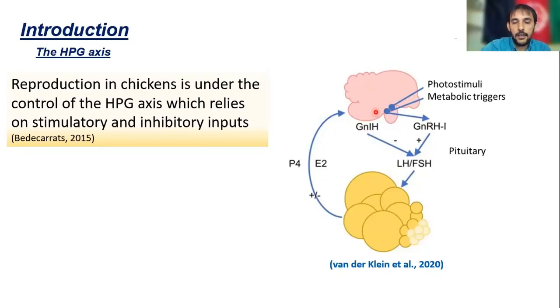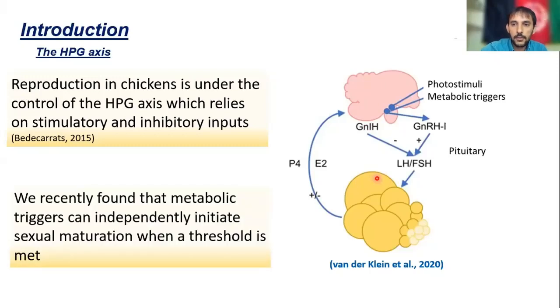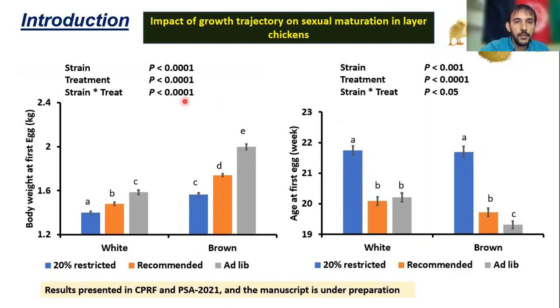On the other hand, any negative inputs from the environment increase GnIH production in the hypothalamus, and this GnIH downregulates the function of GnRH neurons in the hypothalamus and the LH and FSH neurons in the pituitary, which downregulates egg production in chickens. Recently, we found that metabolic triggers independently initiate sexual maturation in chickens when a threshold is met. In this experiment we wanted to evaluate the impact of the growth trajectory on sexual maturation in chickens.